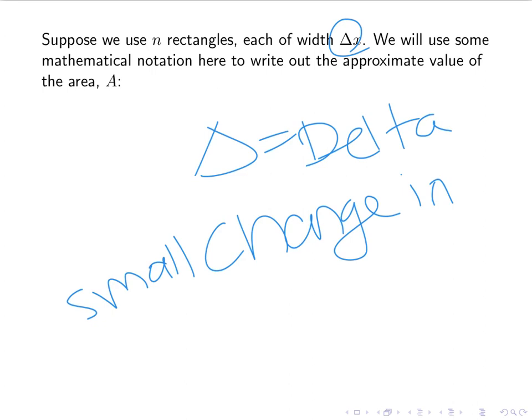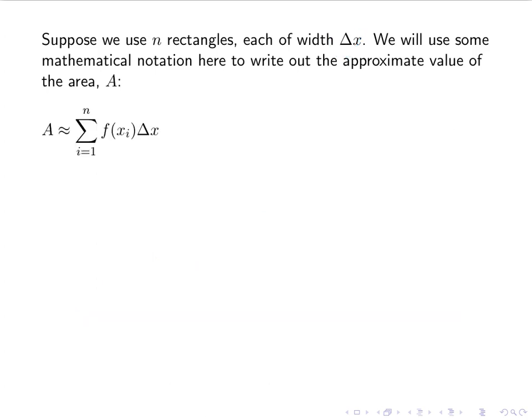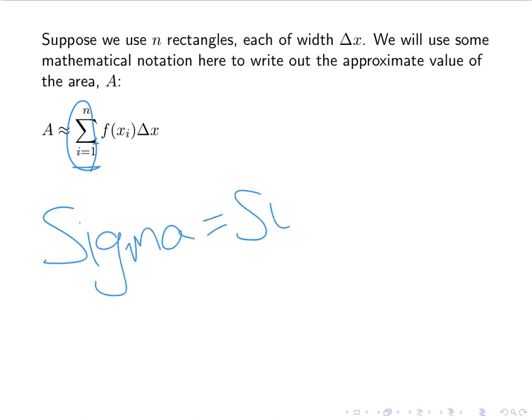We're going to use some mathematical notation here to write out what we were just doing, the approximate value of the area, which we're going to call A. So A is approximately, and then we've got the summation notation. Remember, this guy is capital sigma. So we got some more Greek letters, and it means the sum. We're going to add f of x sub i times delta x.